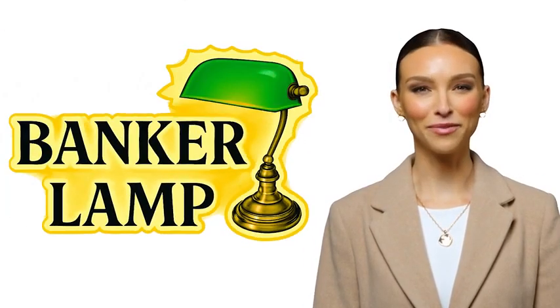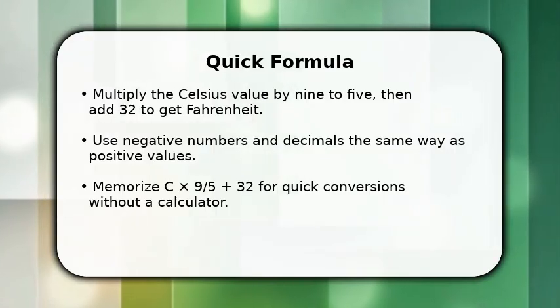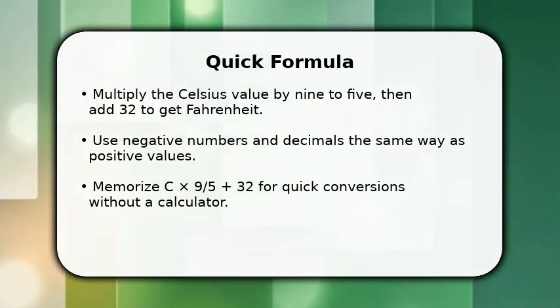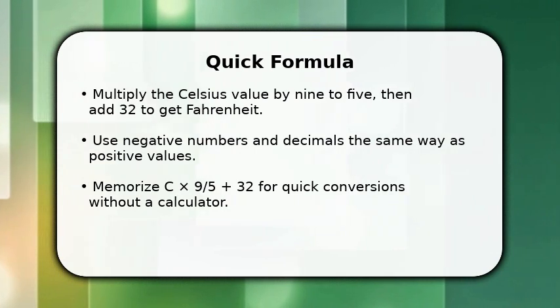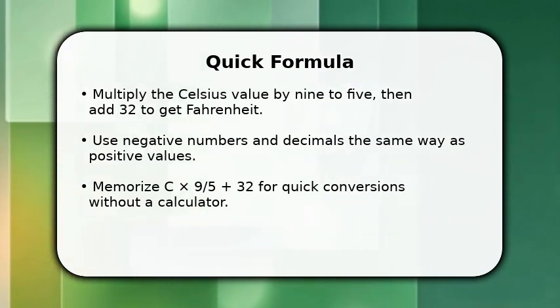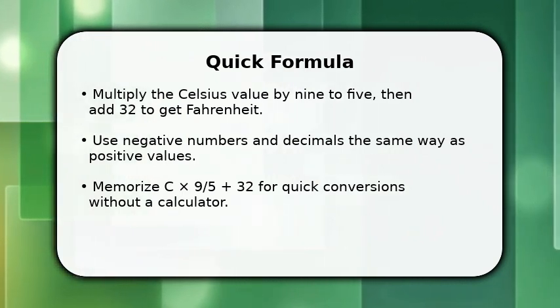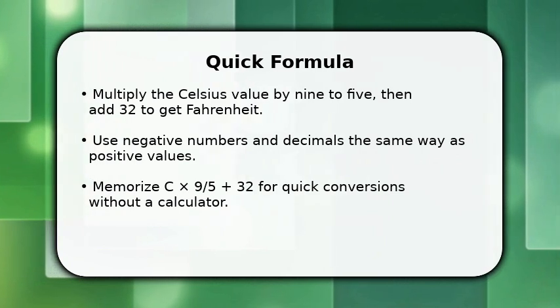Please enjoy the video. In this video, I will explain how to convert Celsius degrees into Fahrenheit. Multiply the Celsius value by 9/5, then add 32 to get the Fahrenheit reading. I will walk you through the reasoning, show a clear example, and give a fast mental trick for common temperatures.